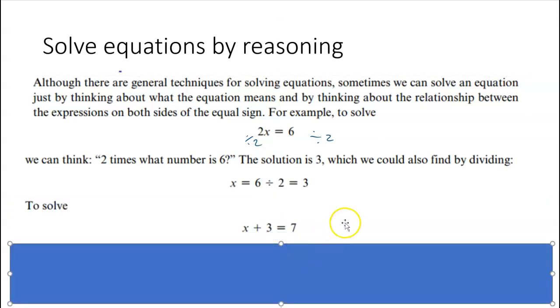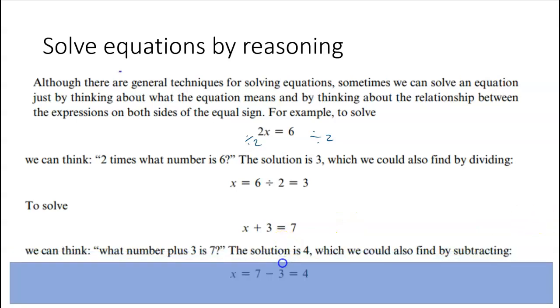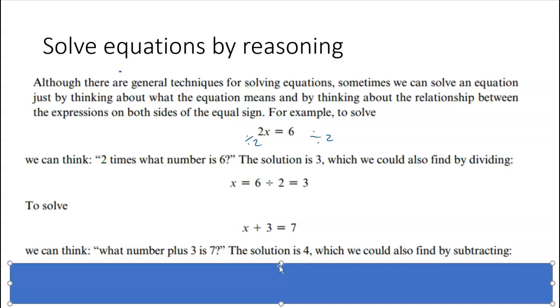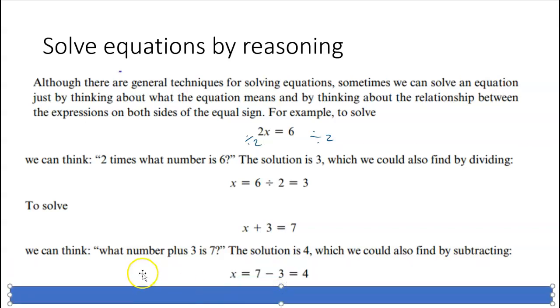Now, to solve x plus 3 equals 7 by reasoning, we would say, well, what plus 3 equals 7? What number plus 3 equals 7? And the solution is 4. And then we could also solve it by subtracting the 3 from both sides.